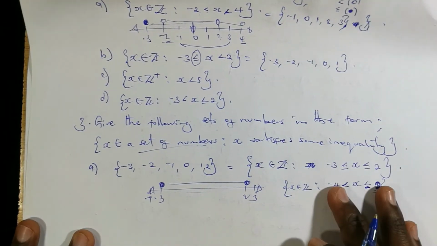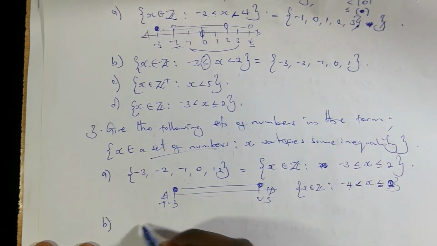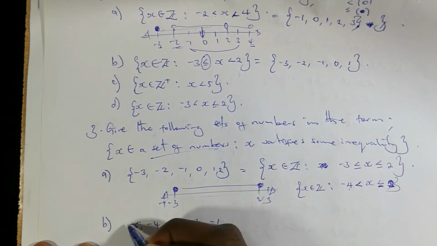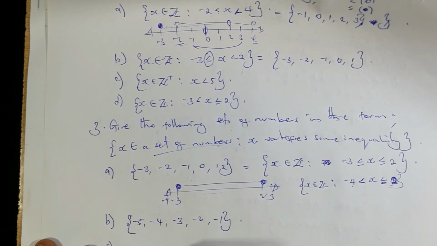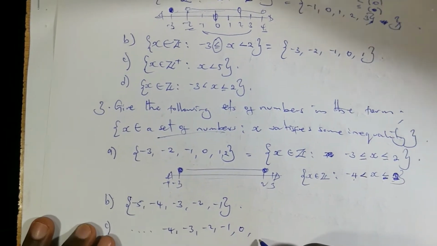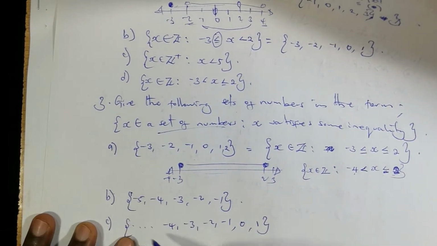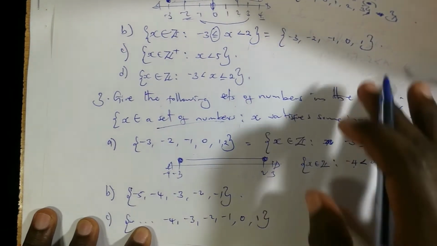Yeah, and I think I'll give you some few examples you can try out. Try this out for yourself. Give a solution set for that. Maybe this also: -4, -3, -2, -1, 0, 1. In math, we always have to have three dots, meaning and so on. So we have that.